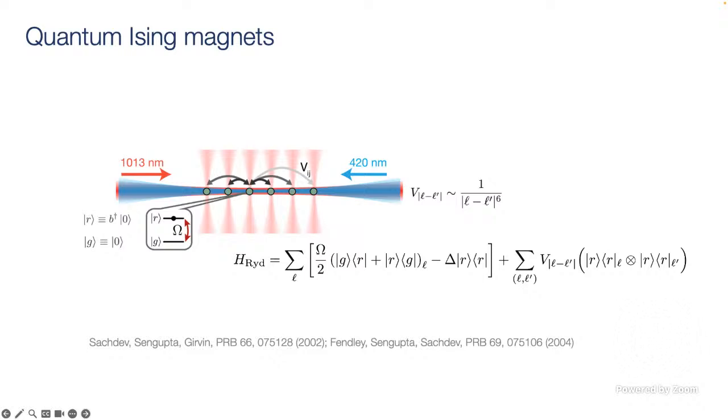Okay. You can also think of it as a spin model. And in the spin language, this is nothing but a transverse field Ising model with long-range interactions and in a longitudinal field. Okay. So all of these ways of viewing the system, whether in terms of the atomic degrees of freedom or bosonic or spin degrees of freedom, they're all equivalent. And depending on the context, it may be useful to think one way or the other.